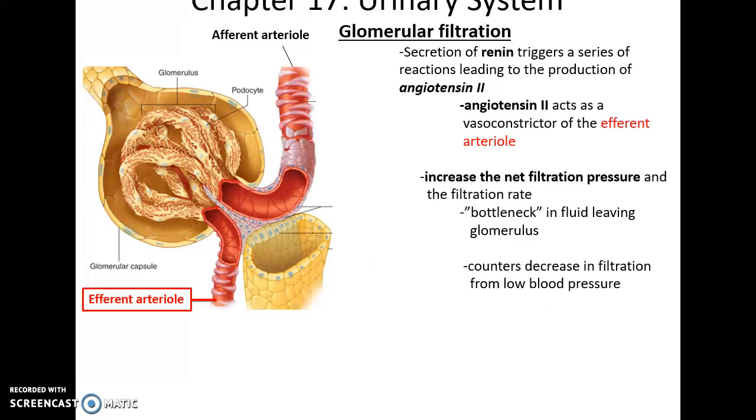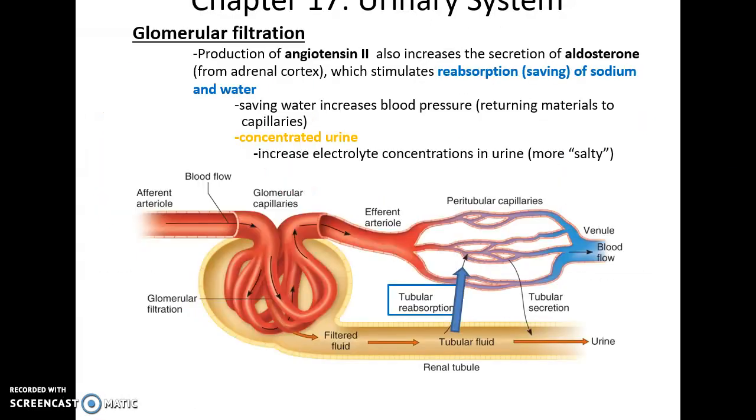It'll then cause a series of reactions that will finally lead to angiotensin II hormone being released, and this is a vasoconstrictor, which will cause the efferent arteriole to constrict. This will then act as a bottleneck, causing blood to spend more time in the glomerulus, increasing the pressure in the glomerulus, allowing more fluids to leave and compensating for the low blood pressure that apparently is occurring in the body. All right. It will also cause the secretion of aldosterone.